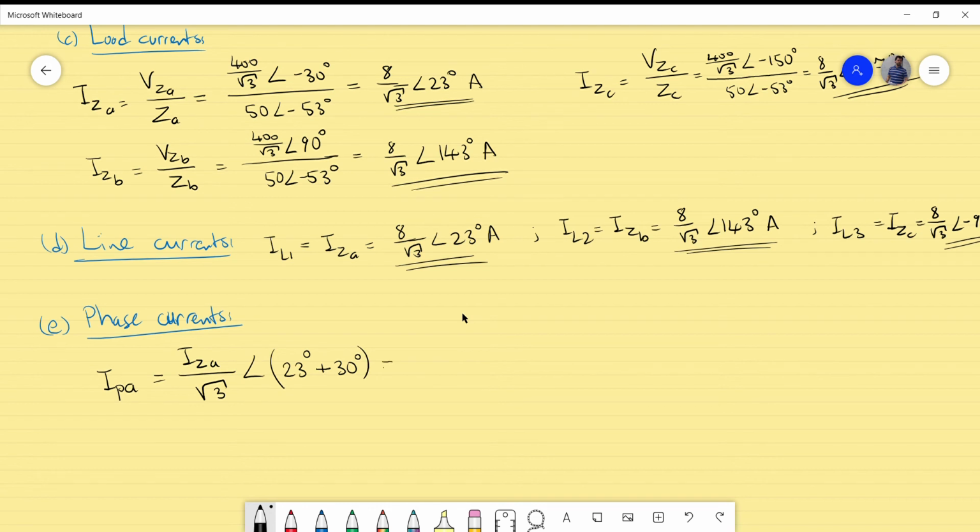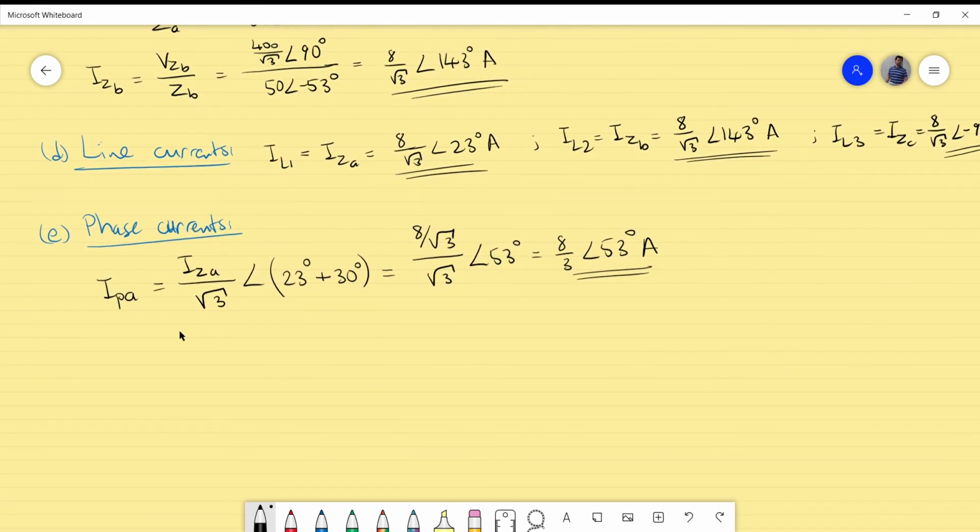So if you do the math, you will have 8 divided by square root of 3, just for the amplitude, divided by again the square root of 3, and the phase will be 53 in total. And this will be 8 divided by 3, phase 53 degrees, in amperes. So this is exactly the opposite of the formula for the load voltages. Remember, we had minus 30 degrees and we have now the plus. I will make a check.